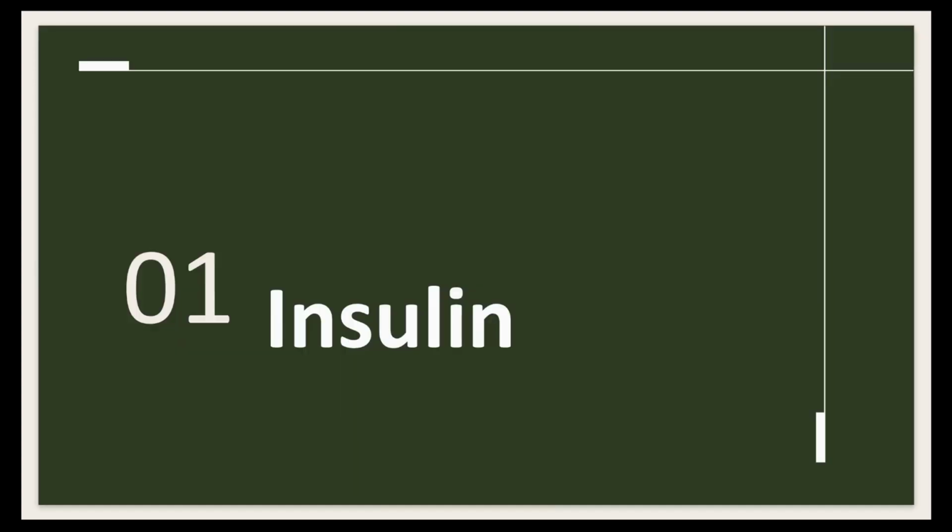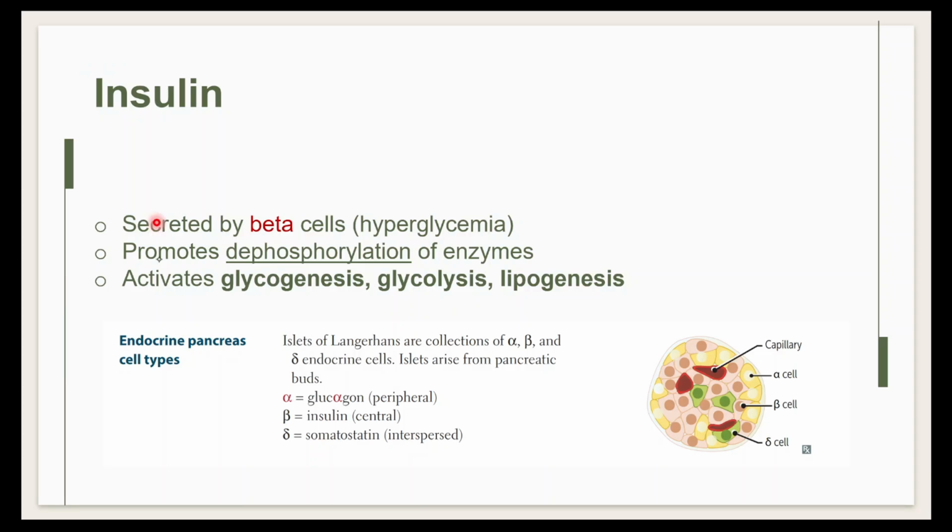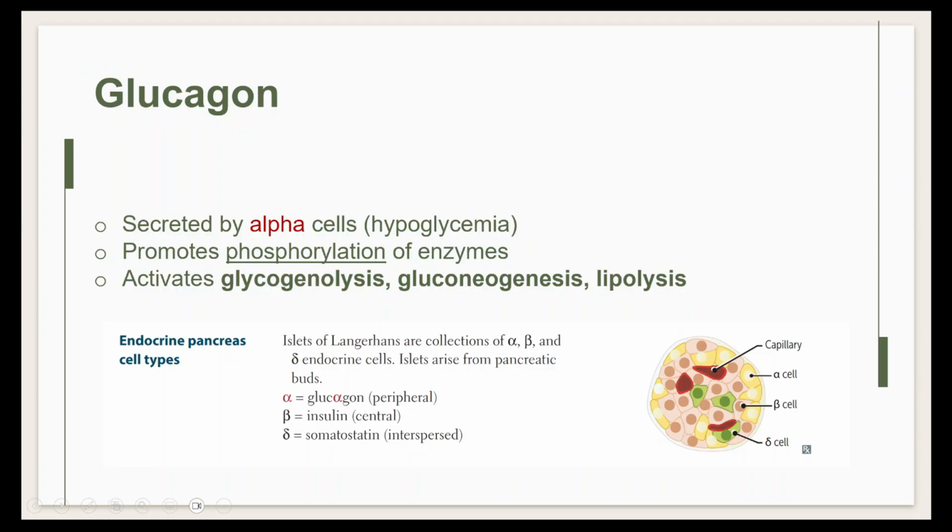Now we will add a few more points for each of the hormones, starting with insulin. It's secreted in cases of hyperglycemia from the beta cells of the pancreas. We have mentioned that it causes dephosphorylation, and it activates all the pathways that will result in a decrease of glucose in the blood, either by degradation of glucose or by the conversion of glucose into the glycogen or the lipid forms, storage forms. For the glucagon, the main trigger for its release is a hypoglycemic state, released from the alpha cells of the pancreas.